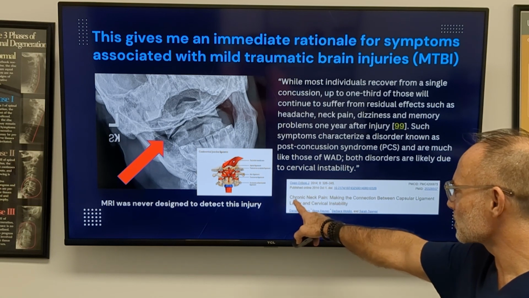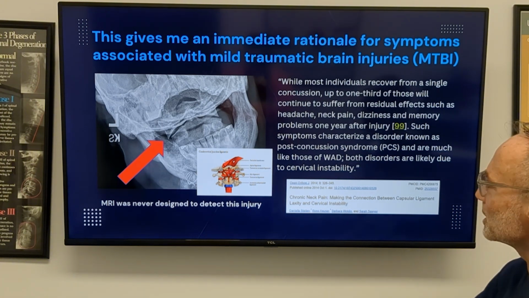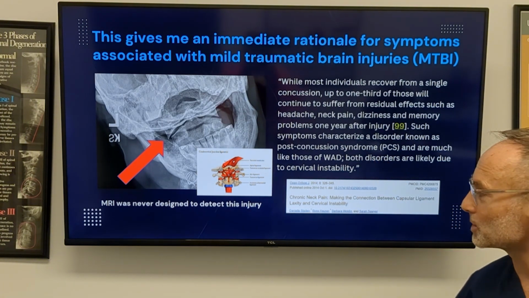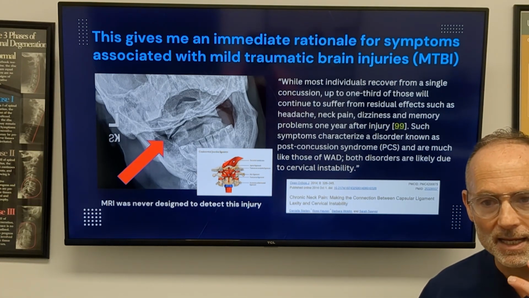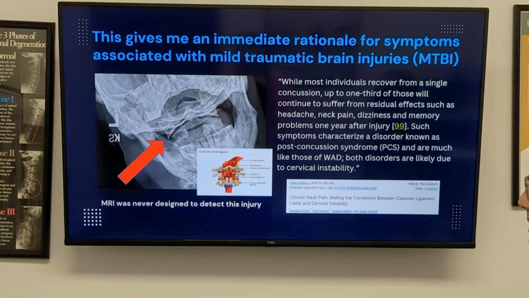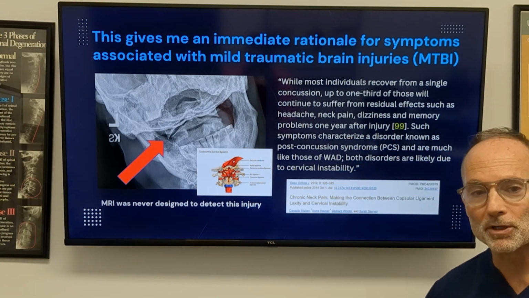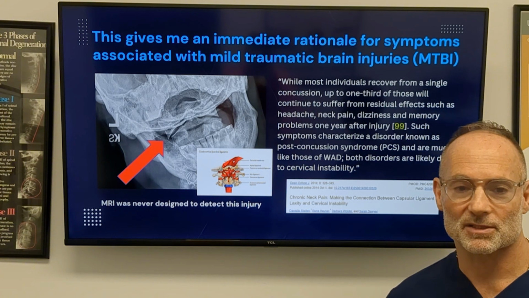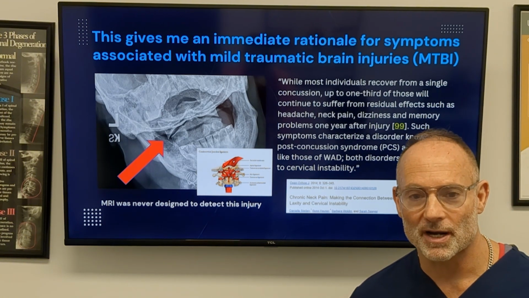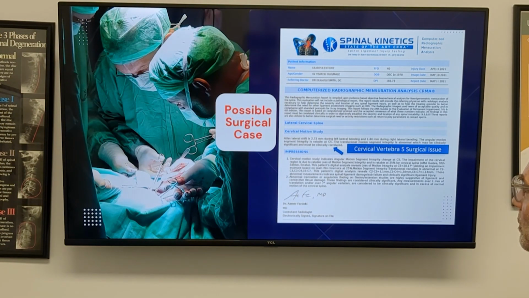And here's some interesting research: chronic neck pain, making the connection between capsular ligament laxity and cervical instability. These upper cervical instabilities can mimic mild traumatic brain injuries. So if you had all the problems associated with mild traumatic brain injuries, headaches, neck pain, dizziness, memory loss, typically you need to have an upper cervical spinal stability test. So find a smart injury doctor in your area and make sure that test was done. Remember, without the right diagnosis, you don't get the right treatment.